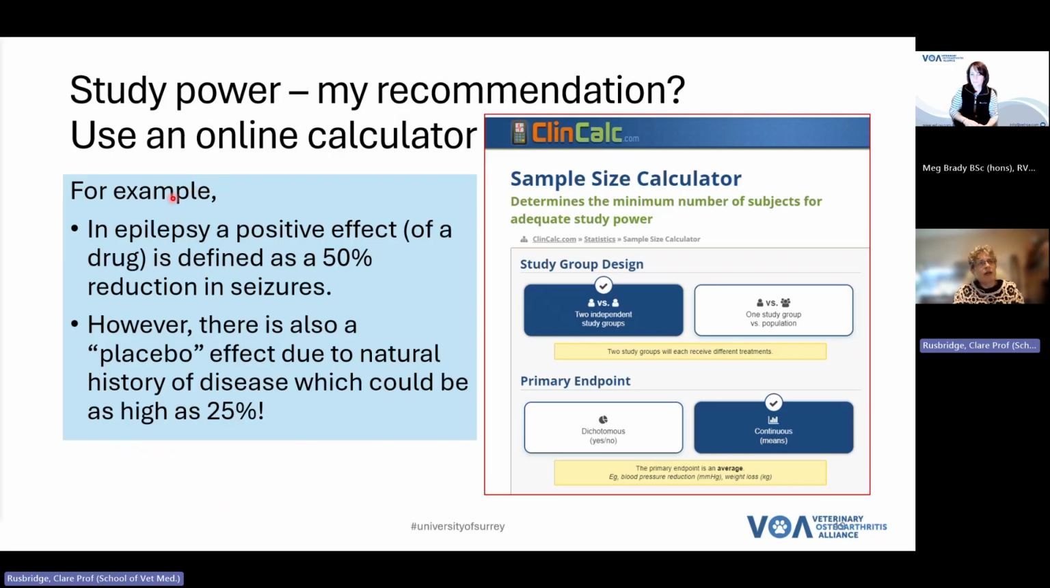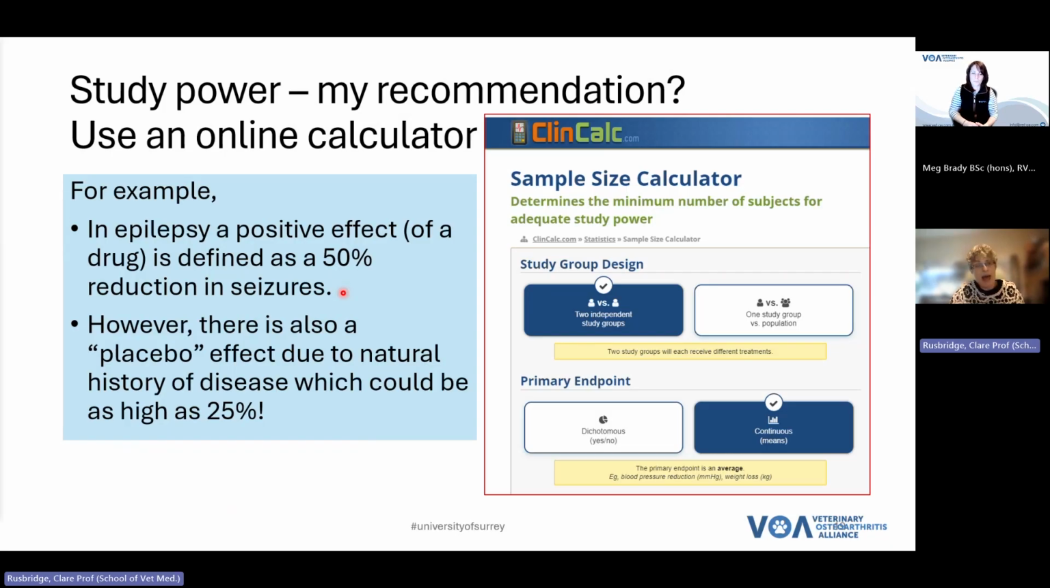Well, I'm giving an example of epilepsy here, and I'm sorry for the neurology examples, but this one is a good one, is that a positive effect of a drug is actually defined as a 50% reduction in seizures, which I always think is a bit rubbish for the animal, because if you're having 4 seizures a week, then a positive effect is actually having 2 seizures a week. And I think most clients would still think 2 seizures a week was a lot. However, there's also a placebo effect. You wouldn't believe it in epilepsy, but there is. And there is definitely a placebo effect in pain.